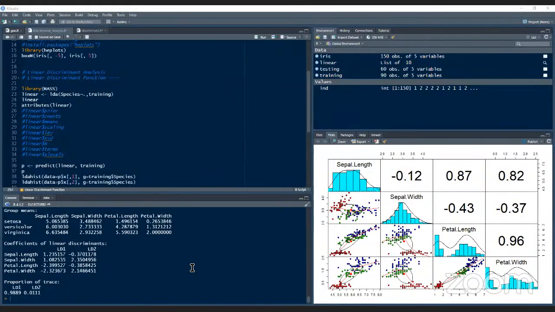Now the proportion of trace means LD1, my linear discriminant function one, is explaining 98.89% of the variation, and LD2 is explaining 0.011, that means 1.11% of variation.